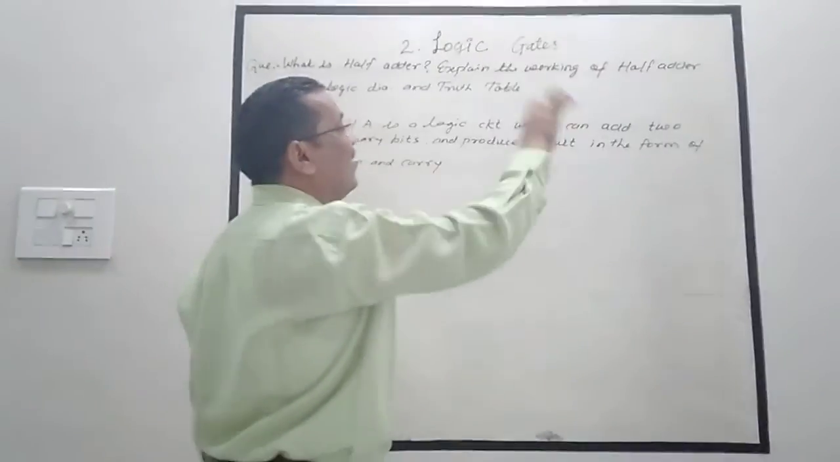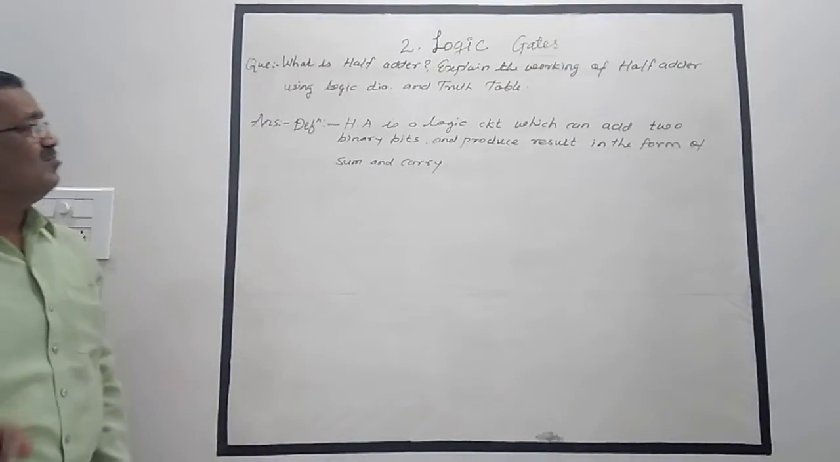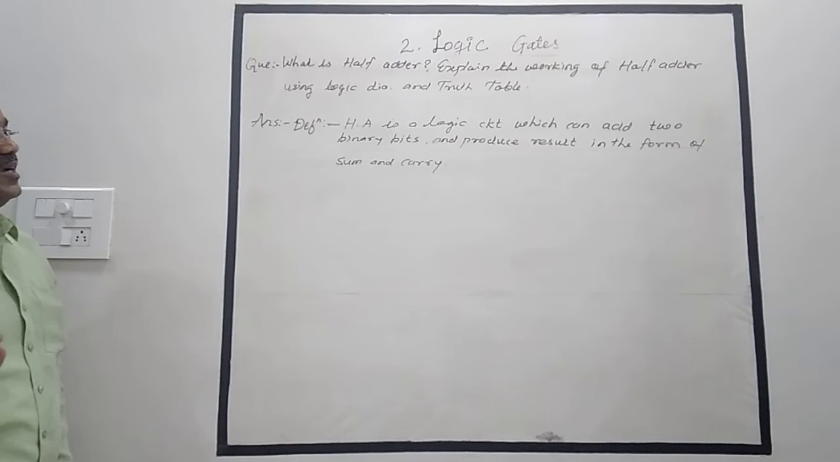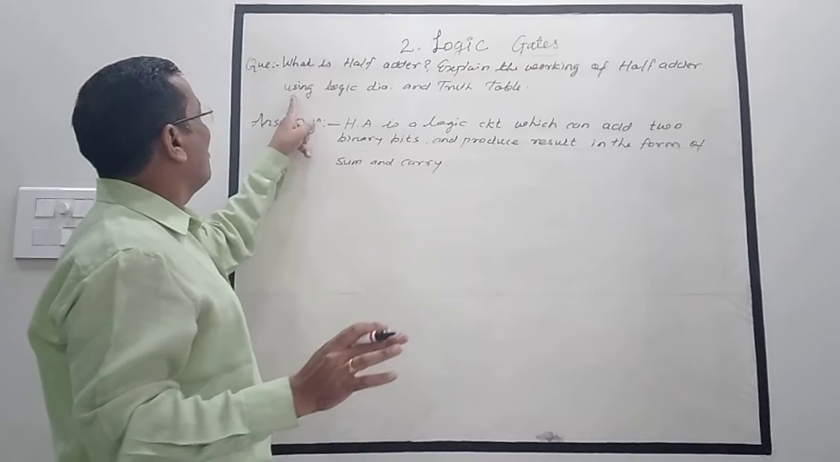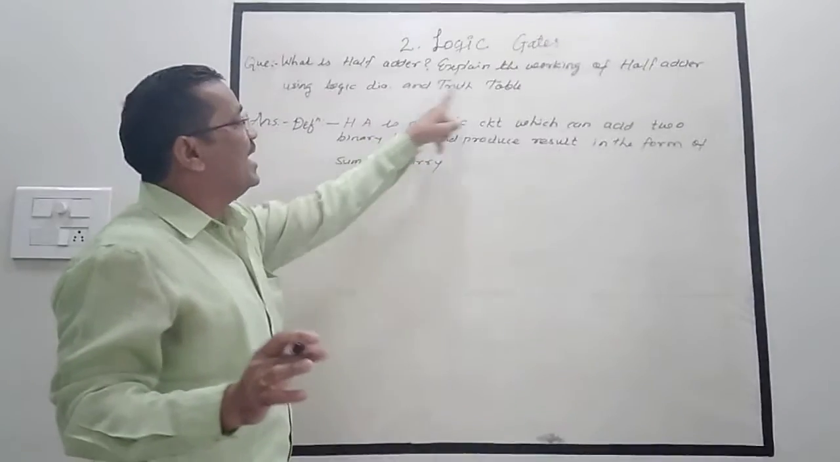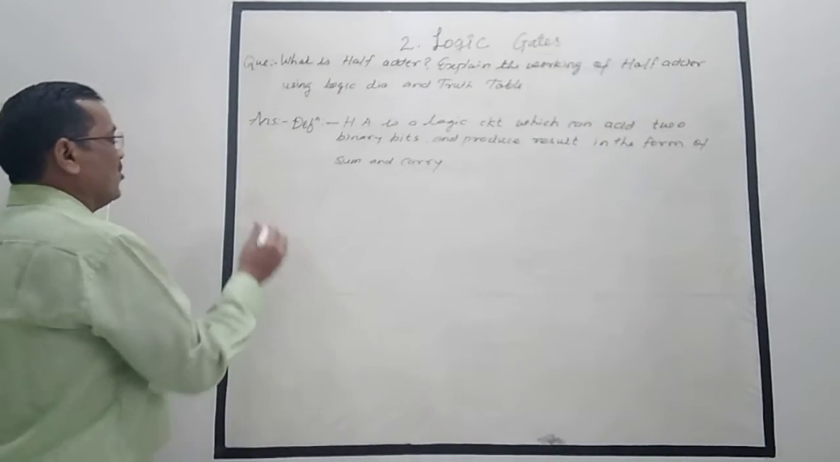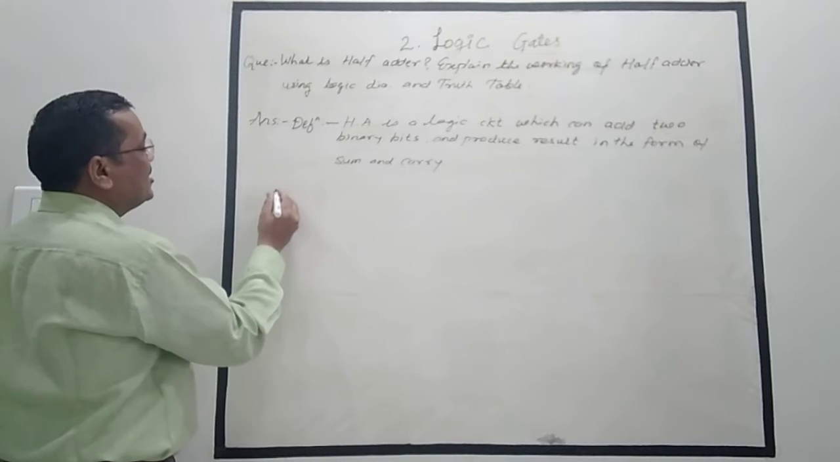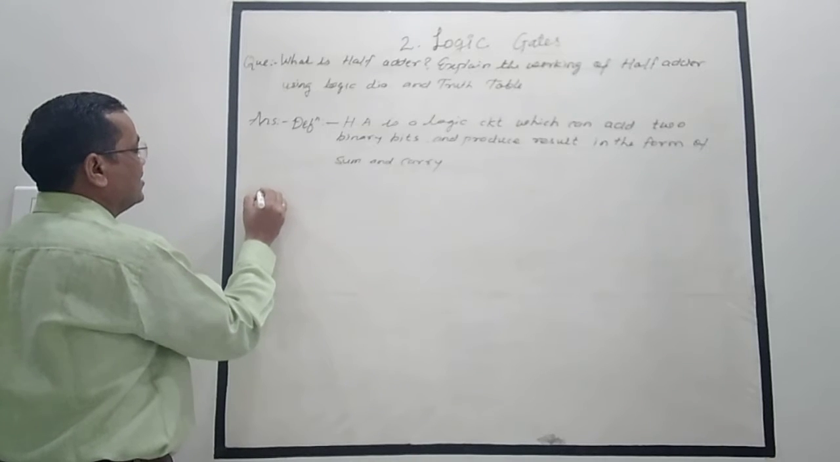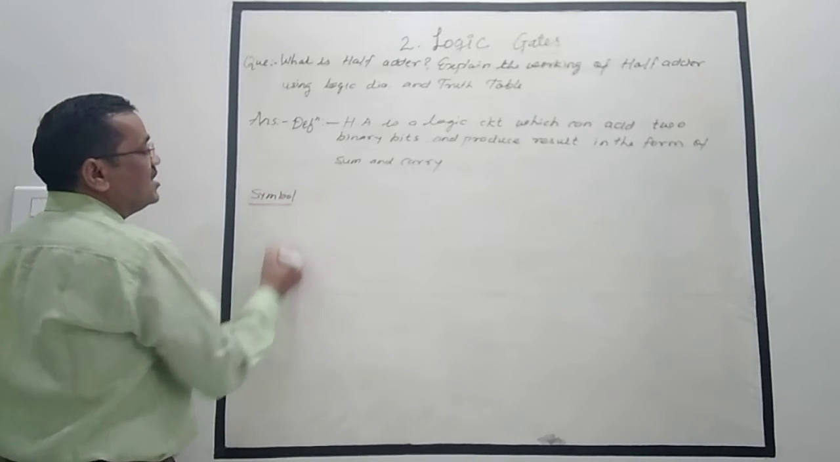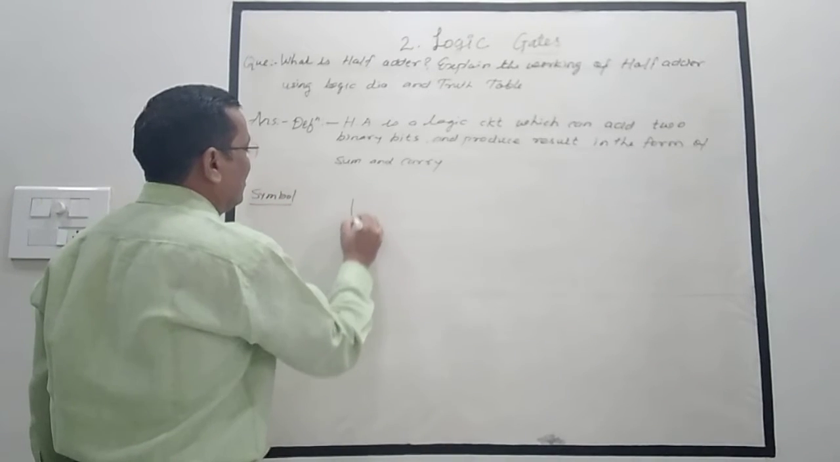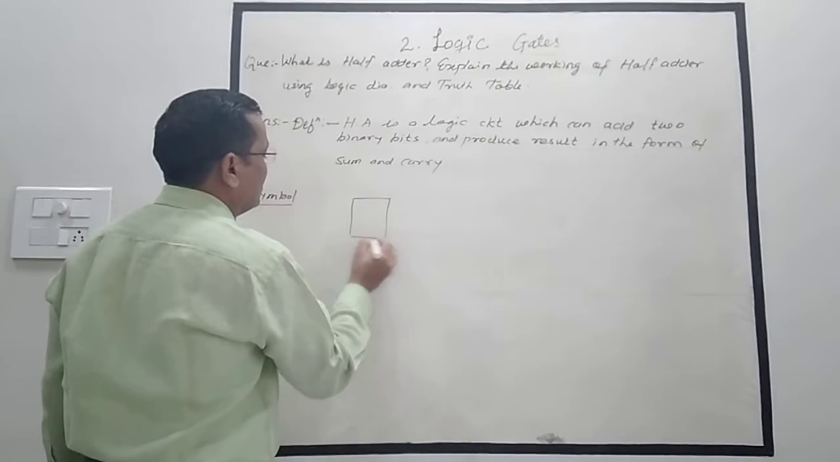Explain the working of half adder using logic diagram and truth table. So we have to explain the working of half adder with the help of logic diagram and truth table. First of all, we write the symbol of half adder. The symbol of half adder will be like this, the logical symbol.